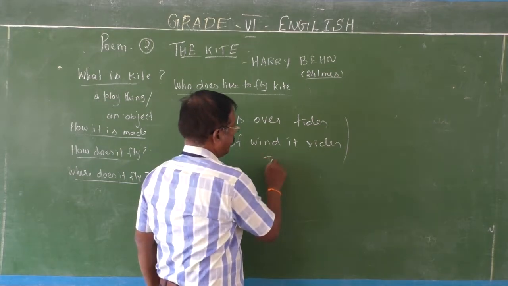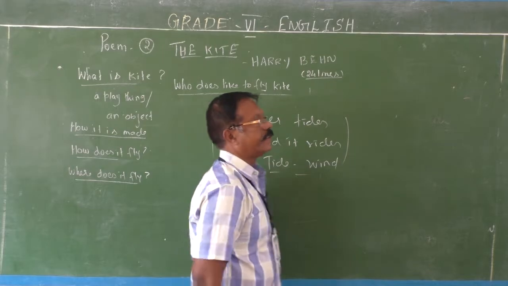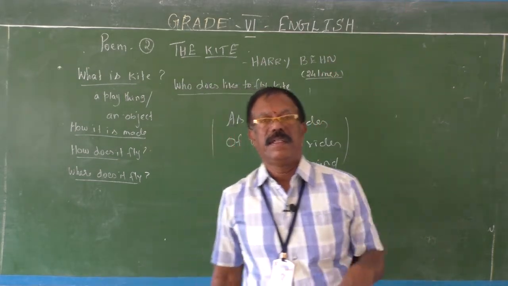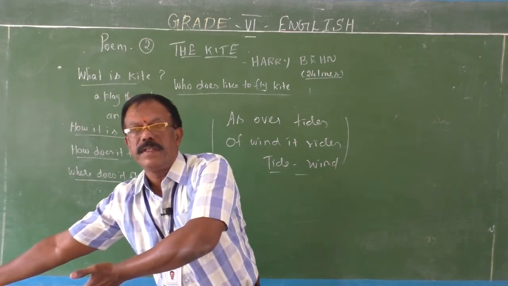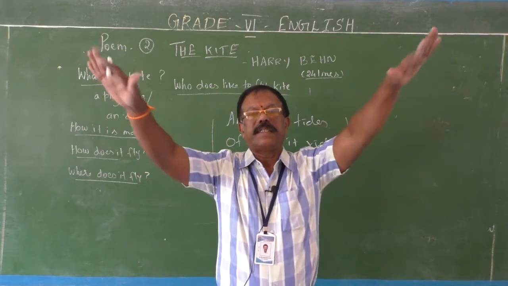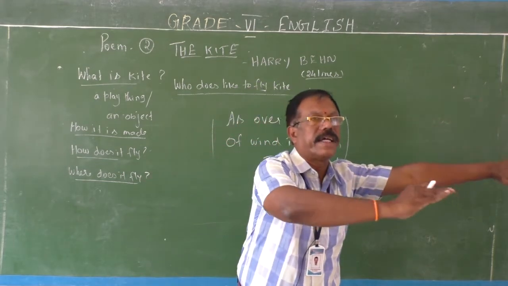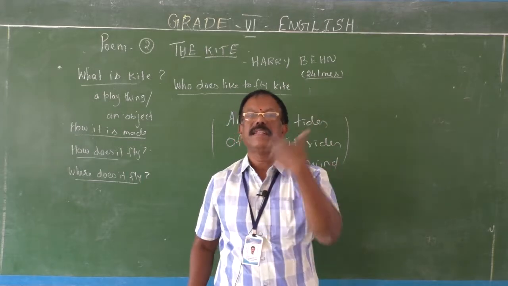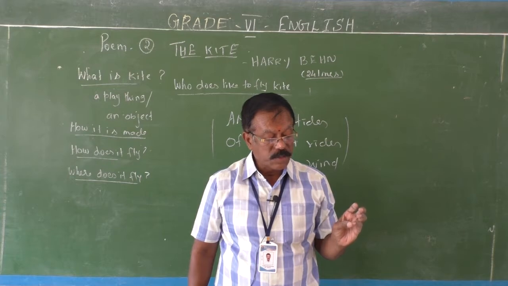So tide, wind. Okay, here the poet compares the tides of the ocean with the wind of the sky. And next the poet compares the vessel, the ship, with the kite. And the movement of the ship on the tides or on the surface of the water is compared to the movement of the kite in the sky, blue sky. Okay, right. Then climbs to the crust.